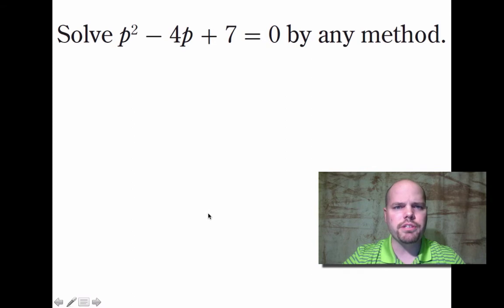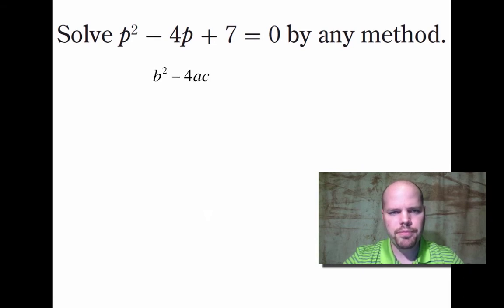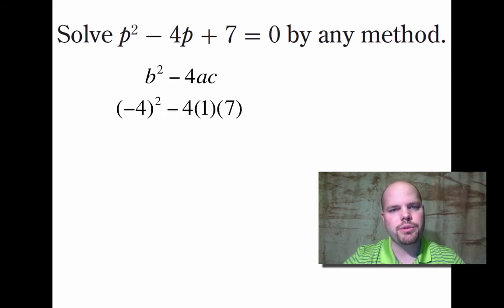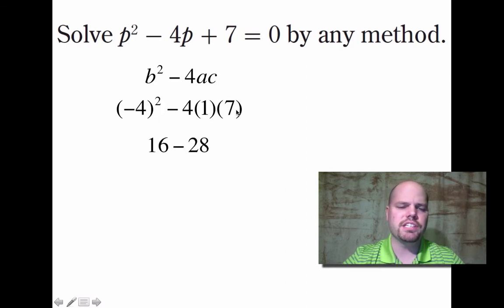All right, solve p squared minus 4p plus 7 equals 0 by any method. You may want to pause the video and give this one a try and see what you come up with. All right, what I would do first is find the discriminant, because that can tell us a lot about the answers. Okay, so it's already set up. A is 1, B is negative 4, C is 7. So negative 4 squared minus 4 times 1 times 7, which gives us 16 minus 28, which is negative 12.